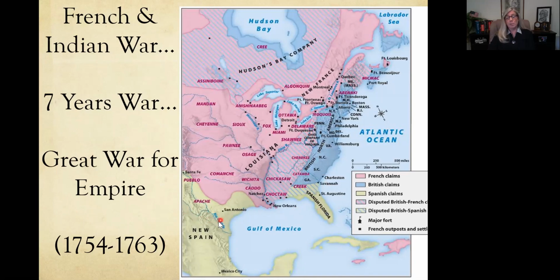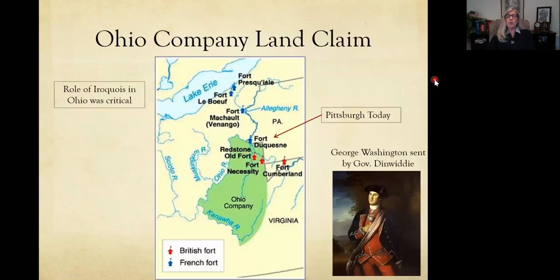Now, we've still got Spain over here in the Southwest. Spain also controls Florida, although there is some area along the border there that is disputed between Great Britain and Spain as well. Okay, so here we've got where this all erupts and how George Washington gets into the situation.